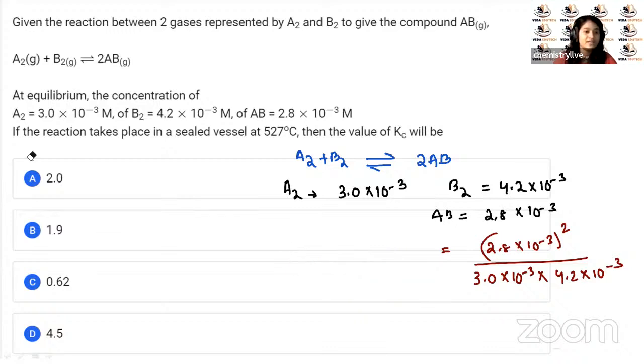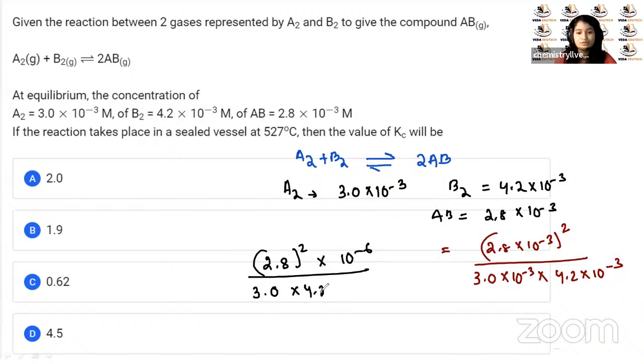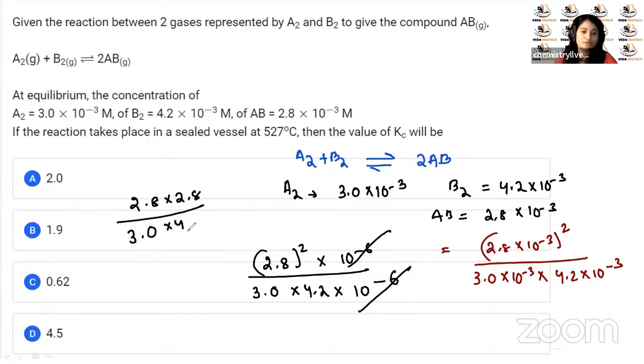तो ऊपर वाले को अगर हम लोग देखें, this is 2.8 का whole square × 10⁻⁶ divided by 3.0 × 4.2 × 10⁻⁶, -3 और -3, तो ये दोनों कैंसिल हो जाएंगे. राइट, ये दोनों कैंसिल हो जाएंगे. तो यहाँ पे आ जाएगा 2.8 × 2.8 divided by 3.0 × 4.2. ठीक है, इतना आ गया.